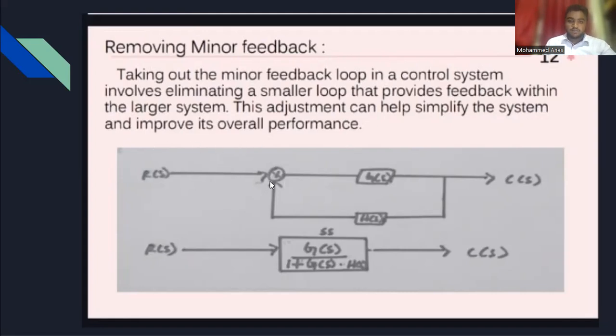As you see here, summing point, block, H(s). To eliminate this, we will get the output as G(s) divided by 1 plus G(s) into H(s). This is the eliminated part. The eliminated output came from this. Okay, this is very important. We have to keep it in mind.